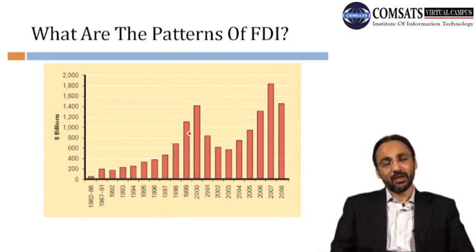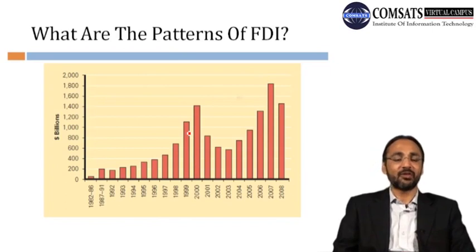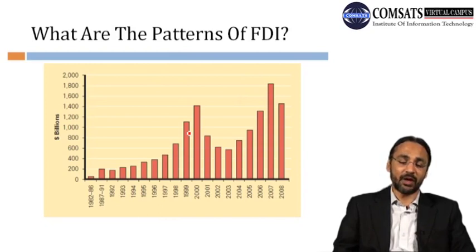Okay, graphically, how do we present the patterns of FDI? This is one exhibit which shows the patterns of FDI in US billions of dollars over the period of 1982 to 2008. As we see in this diagram, from 1982 to 1998, we see a gradual increase of FDI. And then all of a sudden we are observing a sudden jump in 1999 and 2000. We are observing a significant jump, and later on we again observe a jump from 2005 onward.